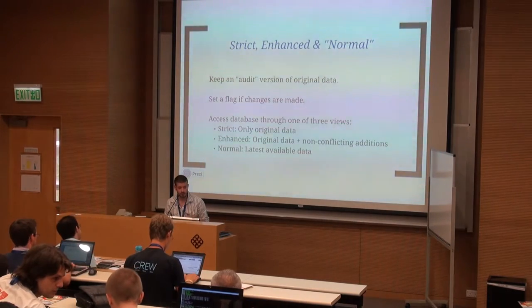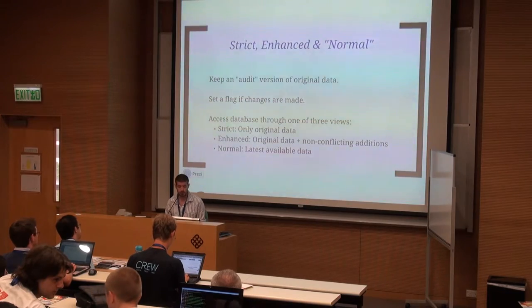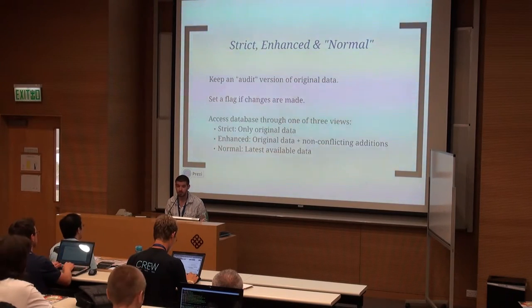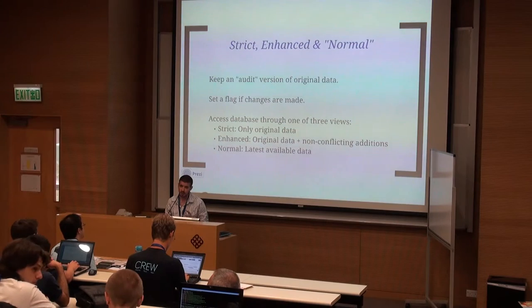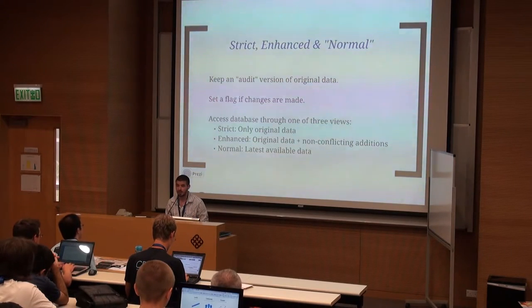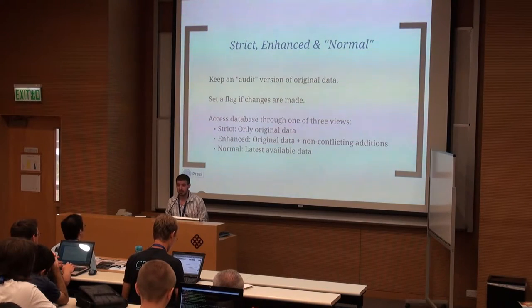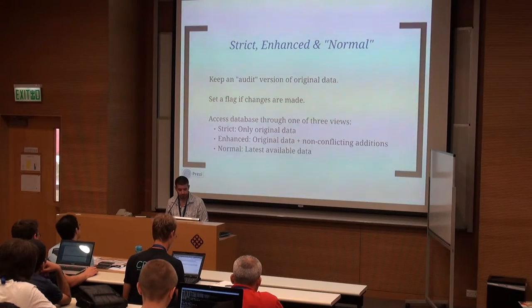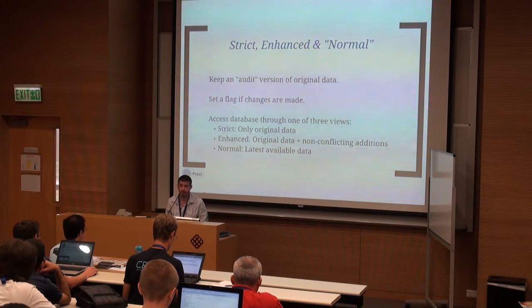What we then do is allow anyone querying the database to look at it through one of three different views. So we've got the strict view, where all you see is the original data as provided by the data provider, errors and everything. There's an in-between mode, which I call the enhanced mode, which gives you the original data plus any non-conflicting data. So if you send an entry which has the name of the artwork and the artist, but it doesn't have any coordinates, and then Wikipedia comes and adds coordinates, then you can still get those as well. Whereas if Wikipedia corrects the title, then you wouldn't get that corrected title. You still get the official misspelled title. That's what you want. And then there's the normal view, which gives you the topmost layer, exactly what you see on Wikipedia or other sources.